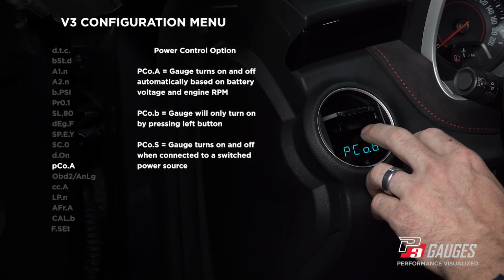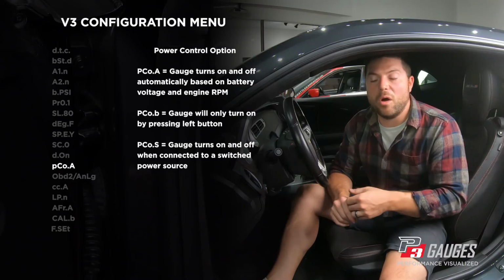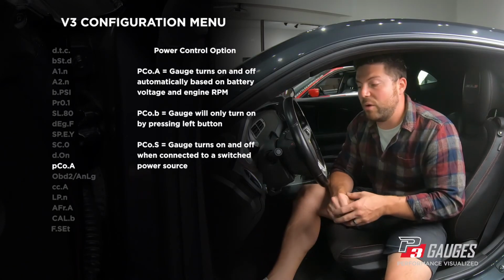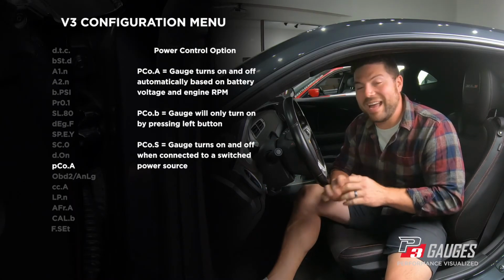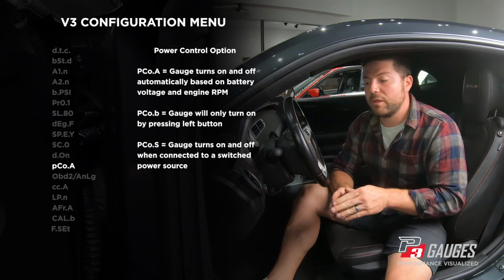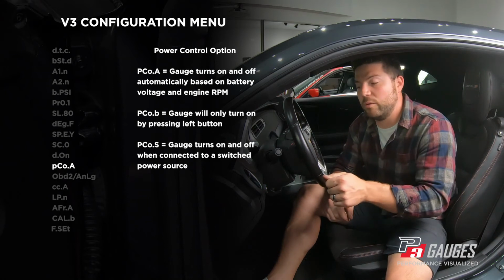If we tap the left button, and so now we can see it says PCO.S, and that's going to be for a switched power source. Some of you out there are building a race car, maybe you don't have an OBD2 port anymore, or you want to just kill power to everything when your ignition is turned off. You can simply cut the red wire on your OBD2 harness and run that to a switched power source.